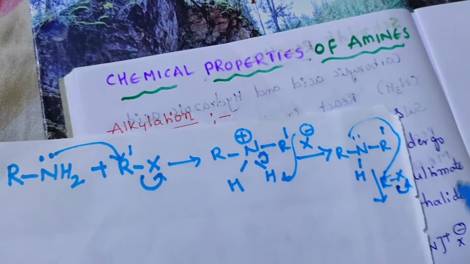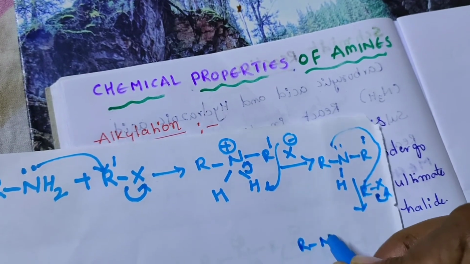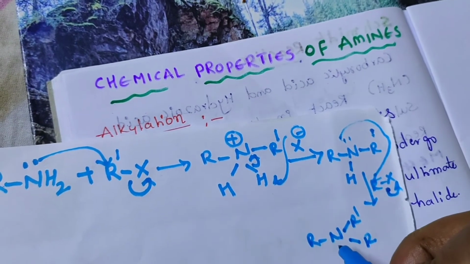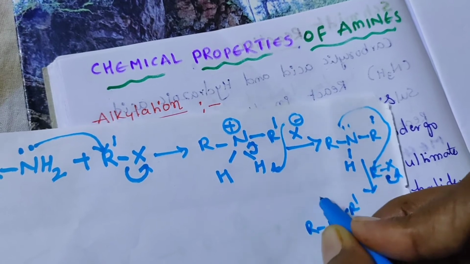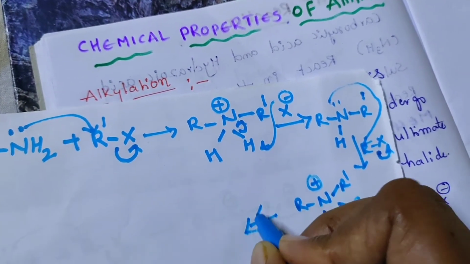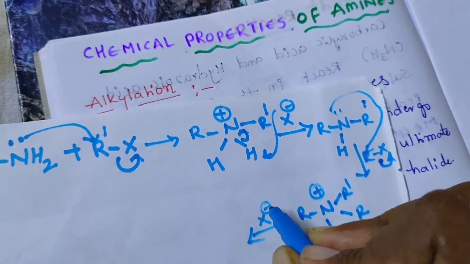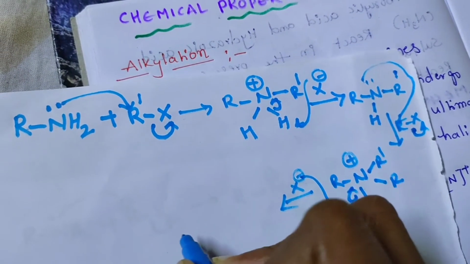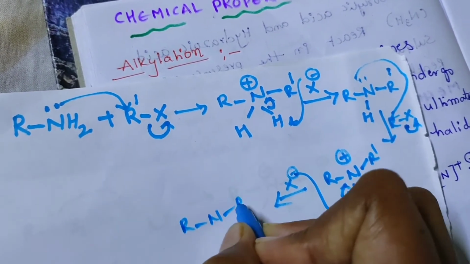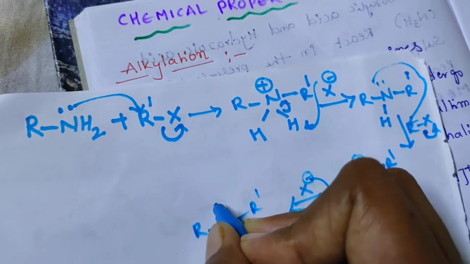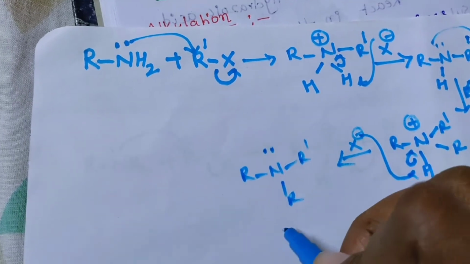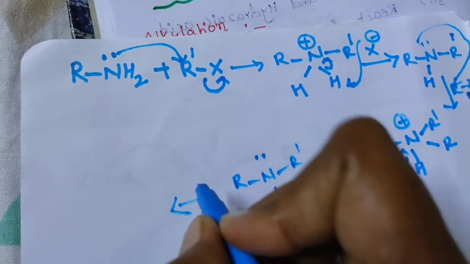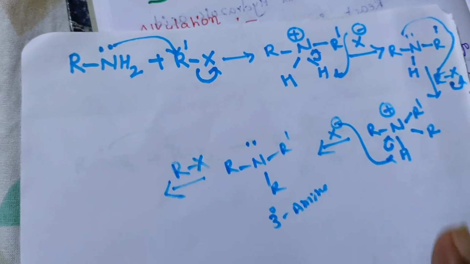X leaves, and we have R, N, and R1 and R, and also H, with a positive charge. Here also the same process: X takes this H, and these electrons shift to here. We have R, N, this R1 and R, and this is the tertiary amine. Tertiary amine. And again I am treating it with one more alkyl halide.